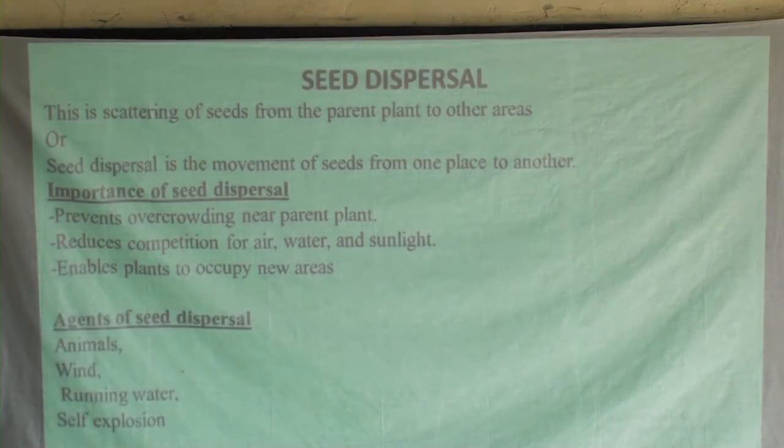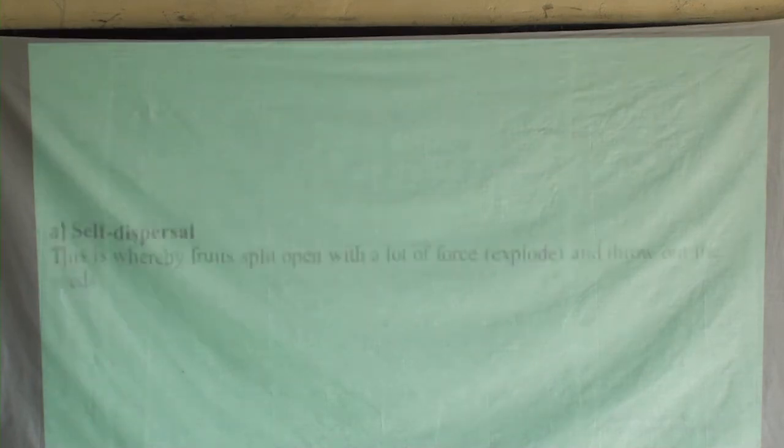Then here we check on the agents of seed dispersal. Majorly, we have animals, wind, running water, and then self-explosion. Since last time we defined agents of pollination, we say that agents are things that can help everything to occur. So in this case, the agents of seed dispersal are factors that help seeds to be moved from one place to another. These factors can be animals, wind, running water, and self-explosion. So we can look at them one by one and see how this happens.